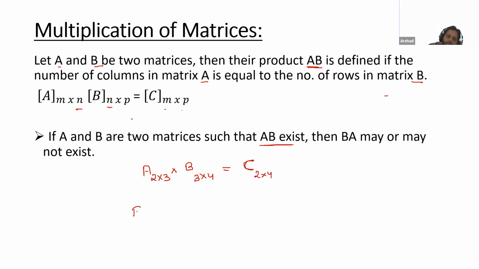Now please try to multiply B with A. B has the order 3 by 4, A has the order 2 by 3. Is it possible to multiply these two matrices? No. Okay, the same thing is written here. If A and B are two matrices such that AB exists, that means you can multiply AB, then BA may or may not exist. So I hope this point is clear to you.